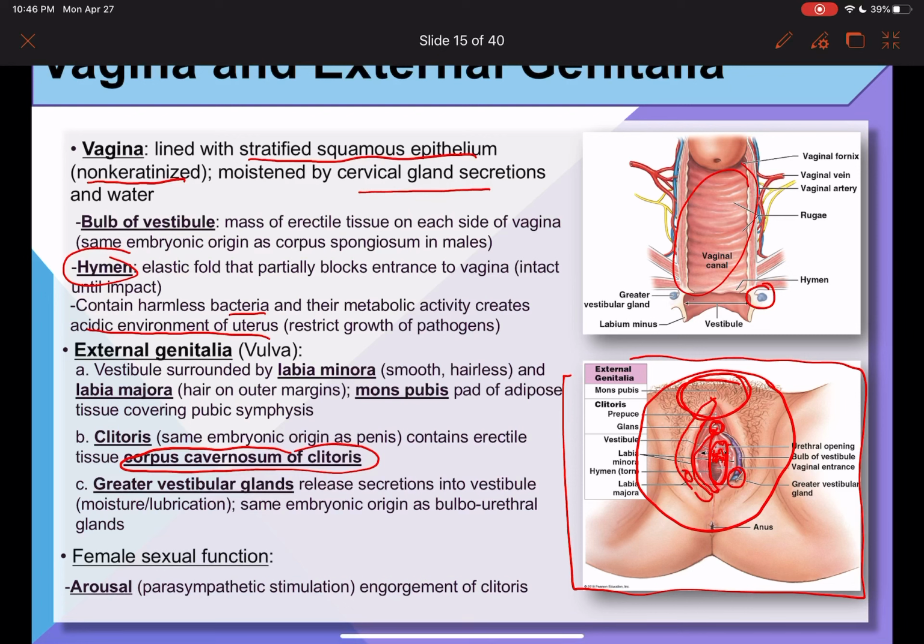Now, for female sexual function, it's a lot simpler. There's no 3 E's. It's just arousal, which is mainly dominated by your parasympathetic stimulation, and that's going to cause an engorgement of the clitoris, just like how the parasympathetic stimulation was necessary for males' erectile function. Okay, it enlarges your blood vessels. Your blood vessels undergo vasodilation, more blood rushing into that area, and in a sense causing those erectile tissues to become engorged.